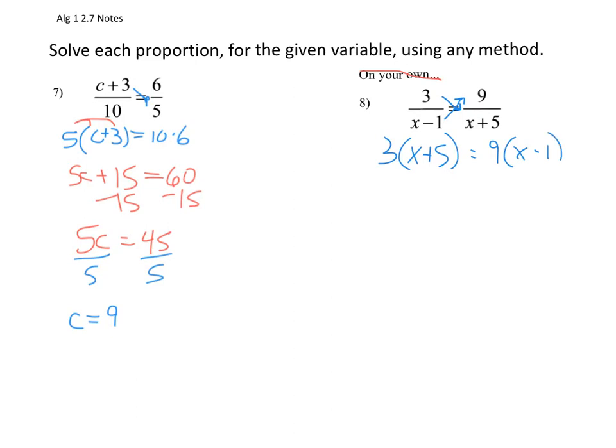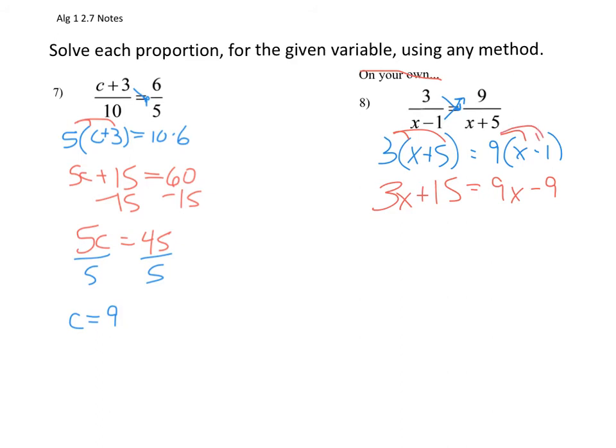Okay? Again, I can go ahead and use my distributive property. I'm going to end up with 3x plus 15. Okay? And then on the other side, I'm going to have 9x minus 9. And I got that by distributing that 9.